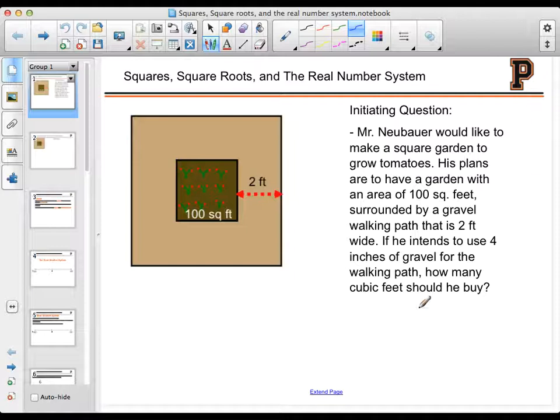So Mr. Newbar would like to make a square garden to grow tomatoes. His plans are to have a garden with an area of 100 square feet surrounded by a gravel walking path that is 2 feet wide. He intends to use 4 inches of gravel for the walking path. How many cubic feet should he buy?